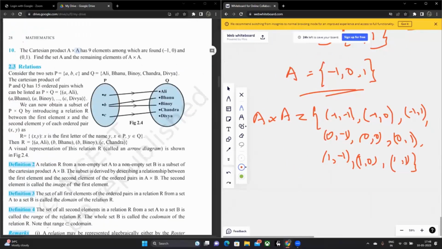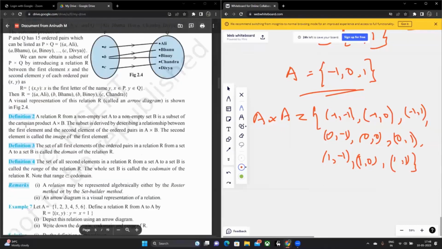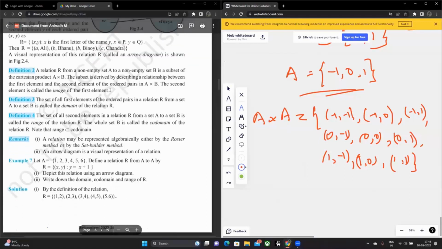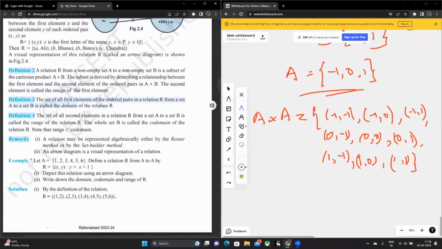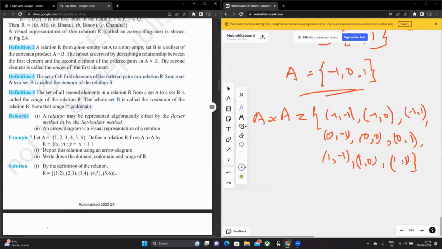Exercise number 2.2's preview is basically a relation, where you have the definition that a relation is a subset of the Cartesian product A cross B, which describes a relationship between the first and the second element of the ordered pairs in A cross B, right? You have this extra thing. The second element is called the image for each relation R, right? And the set of all first elements is basically the domain of the relation R, right? The set B, on the other hand, is called the codomain, right?